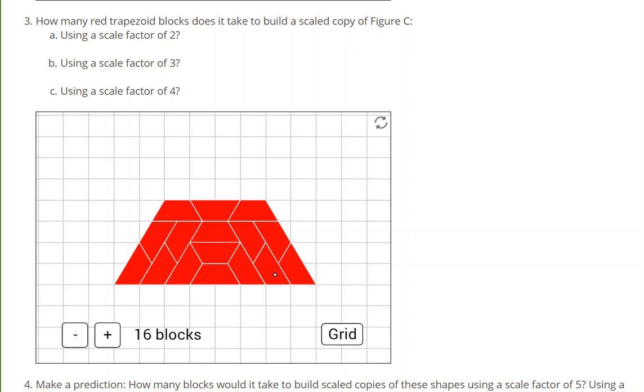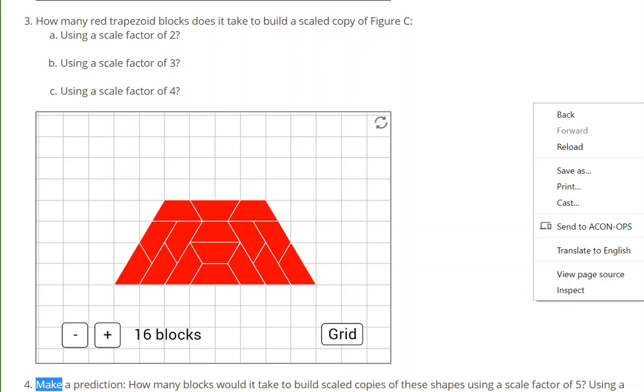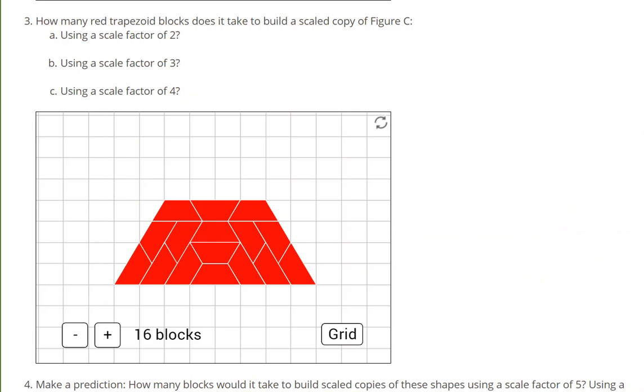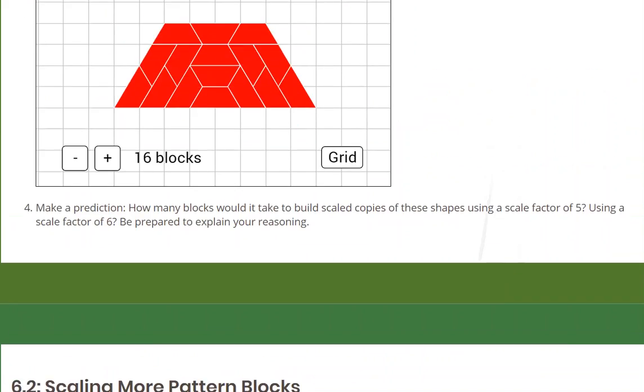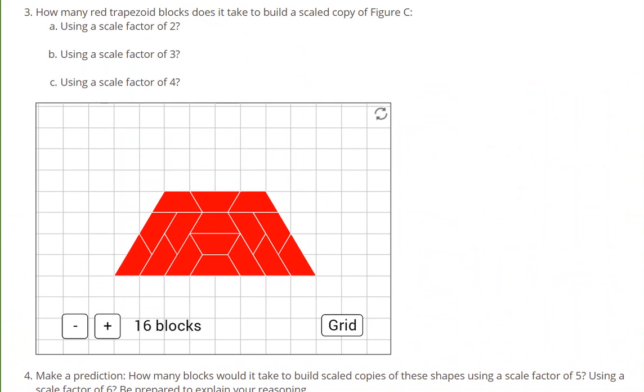So 3A should say 4, 3B should say 9, and 3C should also say 16. Did I say 3B should be 3? I think I said that wrong. 3B should be 9.